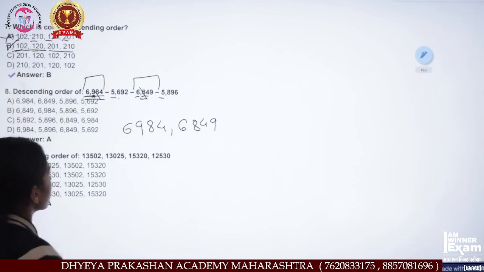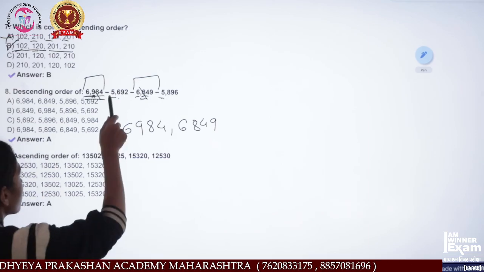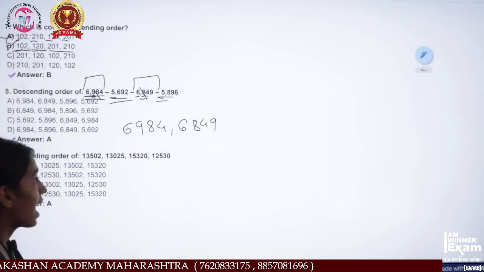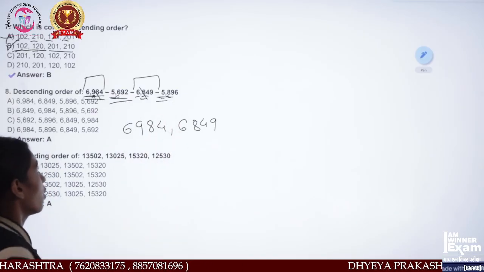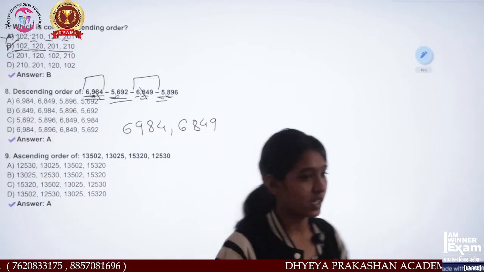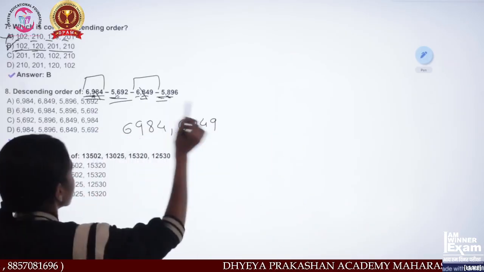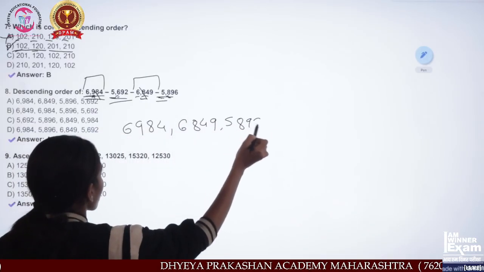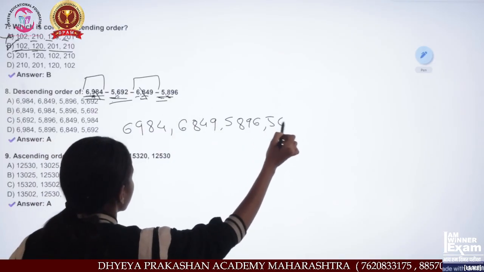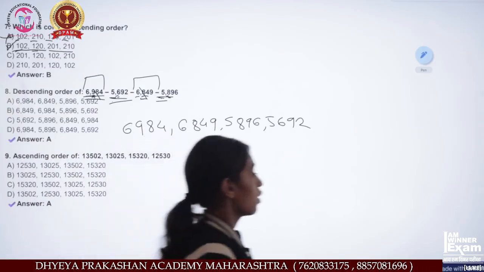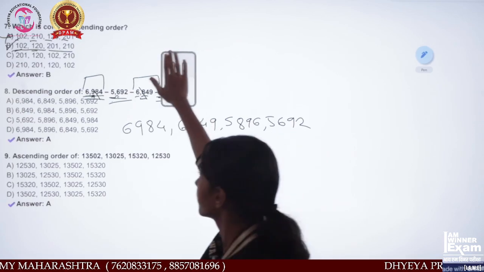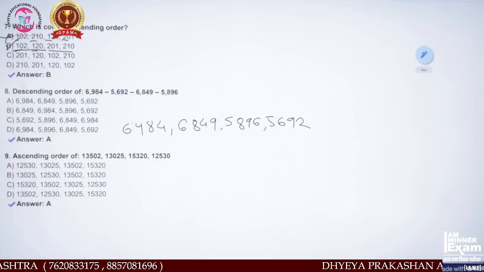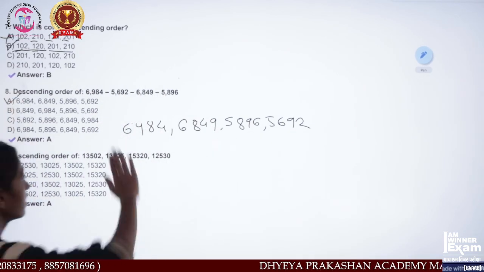These two are removed. Then let's talk about these two. Both have the same first digit. Then move on to the next digit, 6 and 8. Which is greatest, 6 or 8? 8 is greatest. Then write this number first. After that, write this number. Our answer is this. Then which option matches our answer? Option A matches our answer.